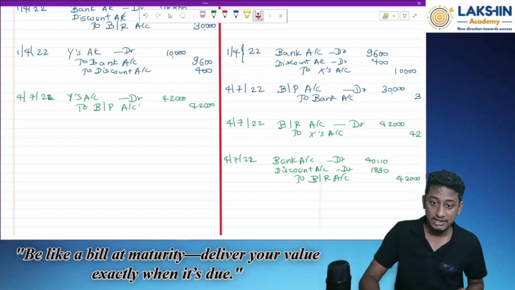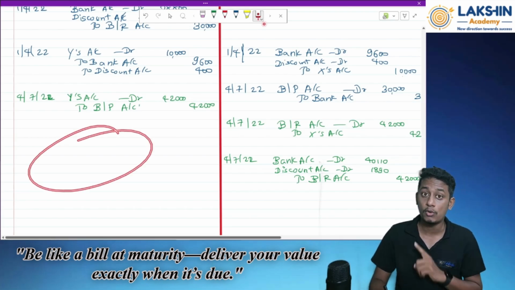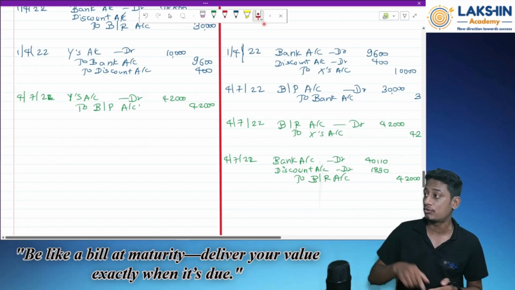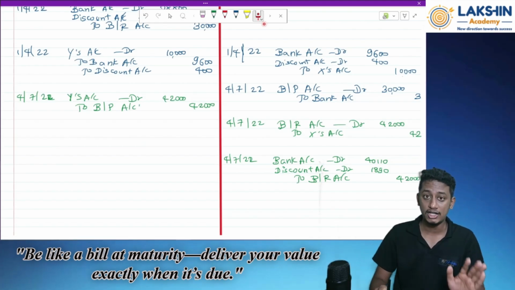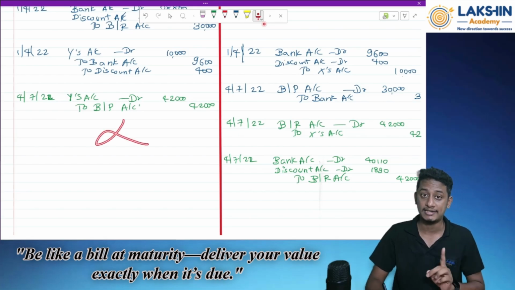But will the discounting entry pass in the books of X? No, because the transaction was done between whom? Y and the bank. So no discounting entry will be passed in the books of Mr. X. Then going ahead.